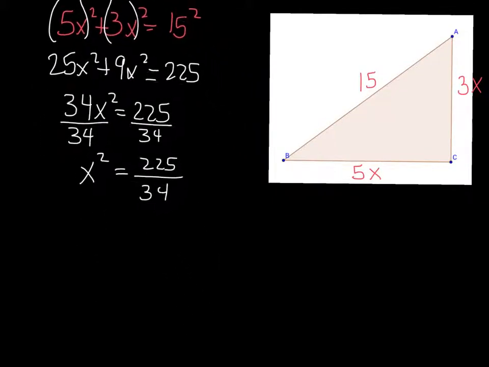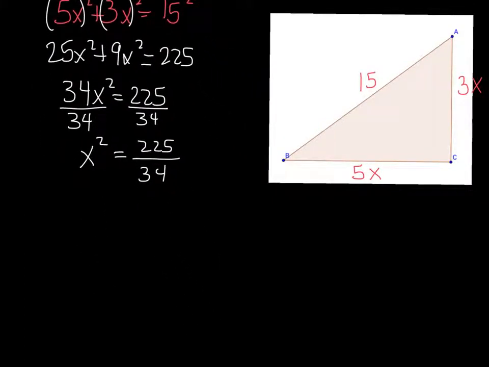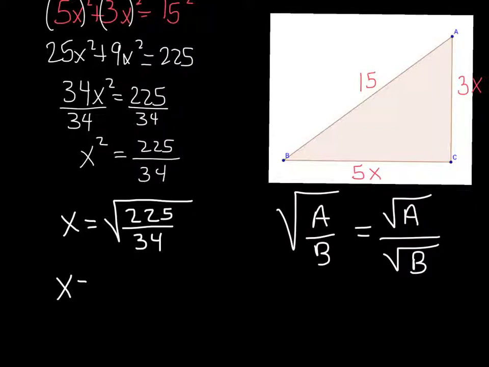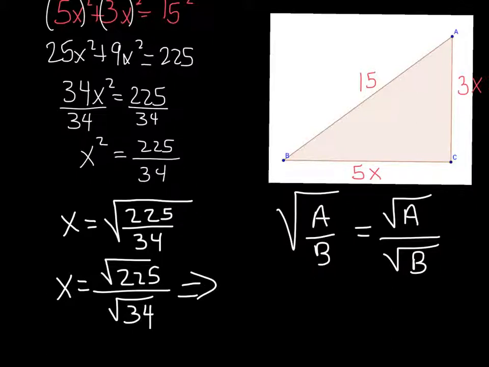And from here, we're going to take the square root of the whole thing. So x is going to be equal to the square root of 225 over 34. And as you remember, the square root of a fraction is equal to the square root of the numerator over the square root of the denominator. So I can split this up. And we already know what the square root of 225 is. That's just 15. So 15 over the square root of 34.